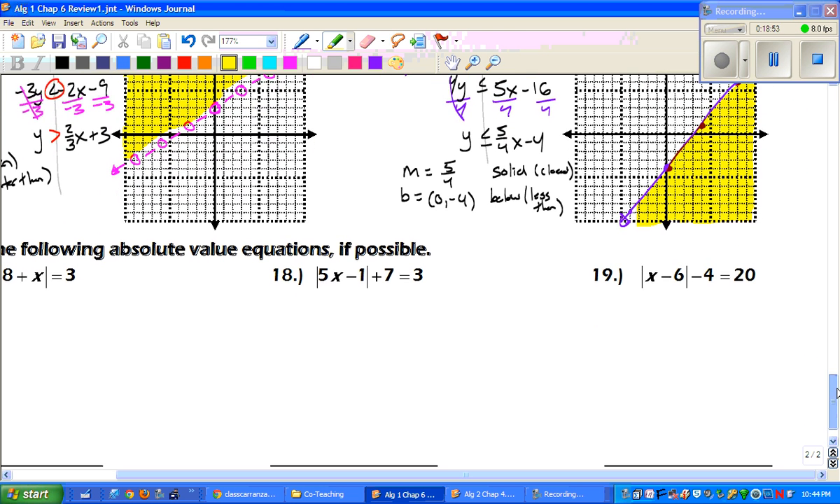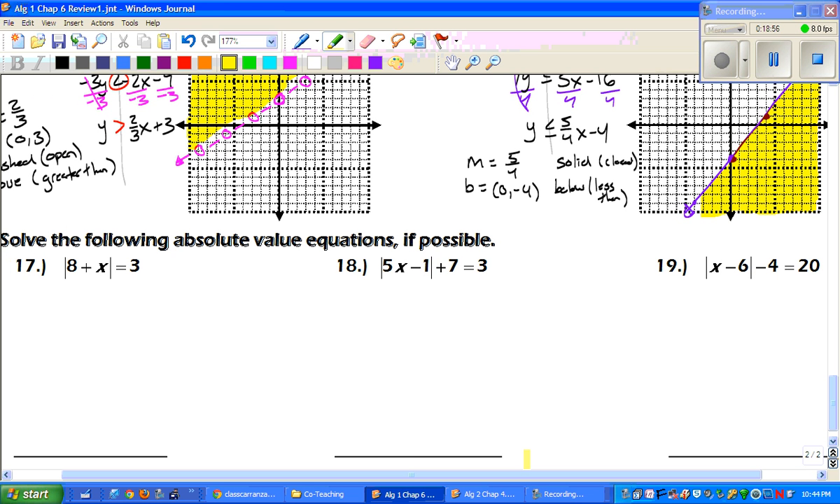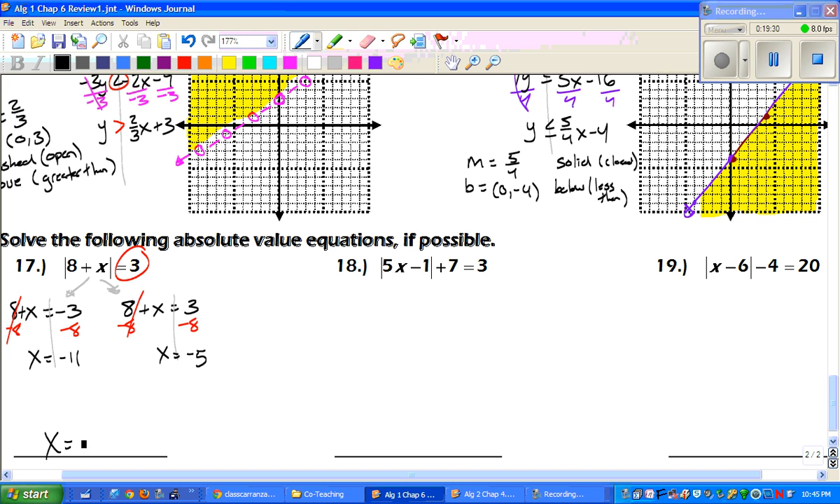All right. Last part, absolute value. Okay? Now, if we have a positive answer, we can break it off and we know that we're going to have 2 answers. It can be a negative 3 or it can be a positive 3. And then we're going to solve each one of those. Subtract 8, subtract 8. x equals negative 11. And the nice thing about these is you're going to solve them the exact same way. So our 2 answers, x equals negative 11 and negative 5.